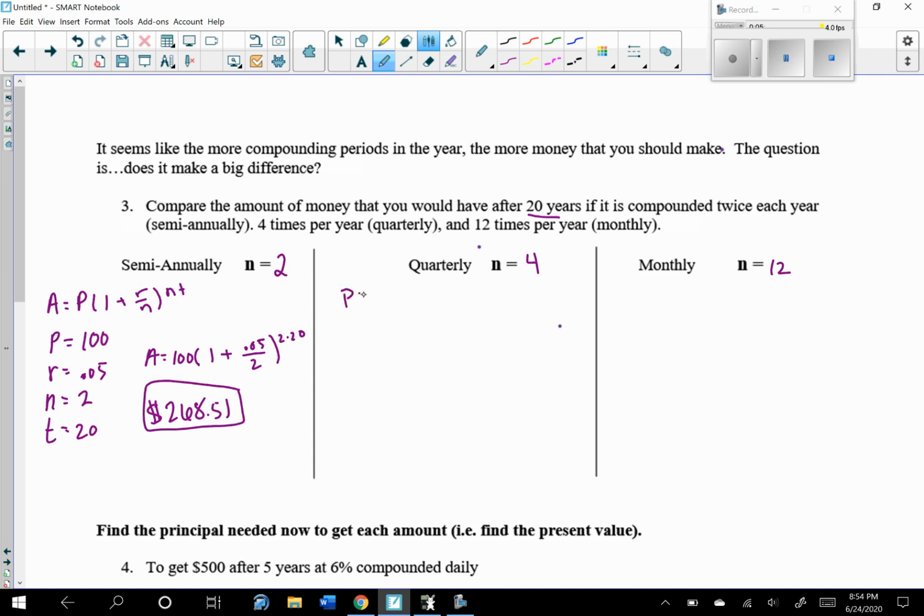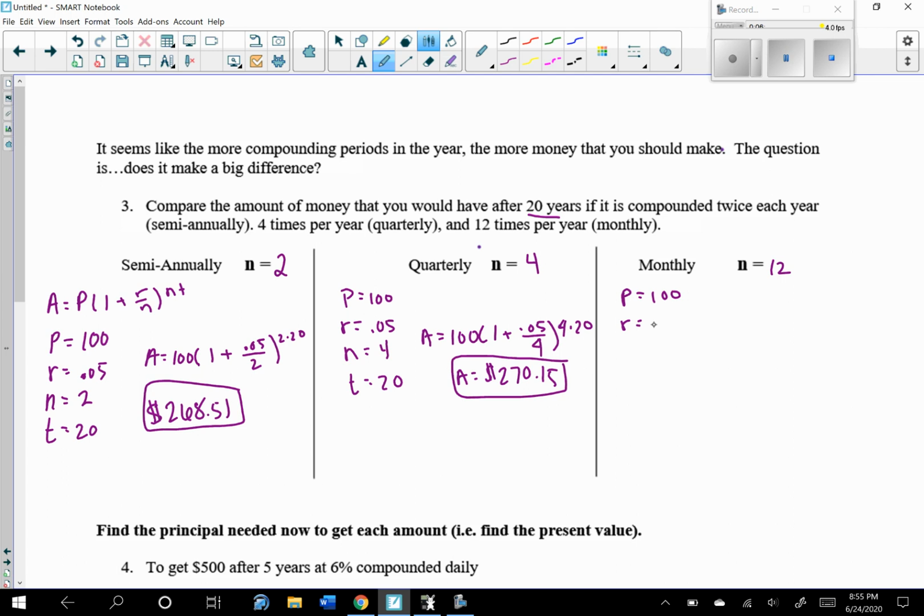All right, so for this one, P is equal to 100 still, R is equal to 0.05, N now equals 4, and T is equal to 20. So A is equal to 100 times 1 plus 0.05 divided by 4, because we're doing compounding quarterly, to the 4 times 20. And when you plug this into your calculator, you should get $270.15.